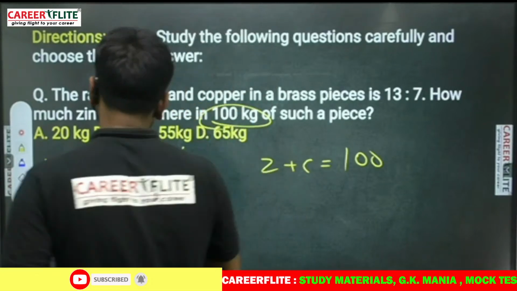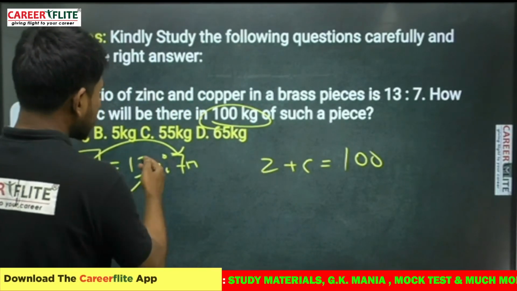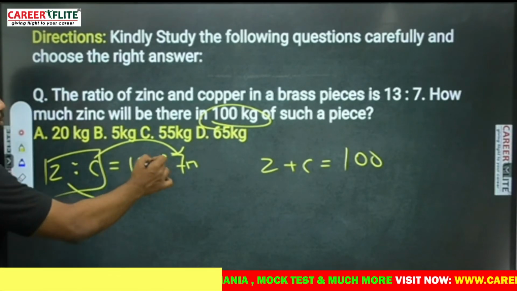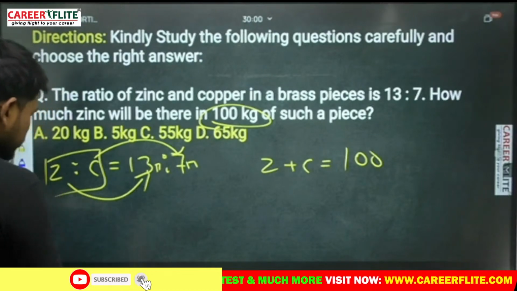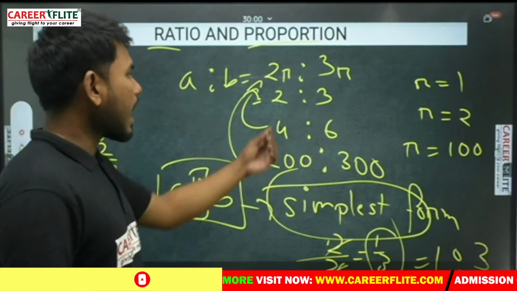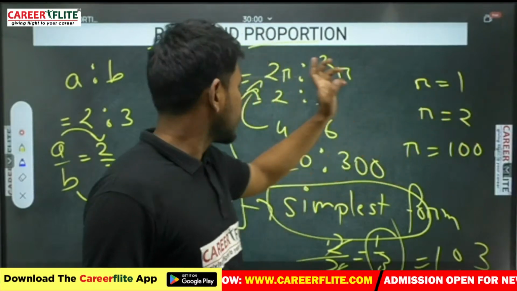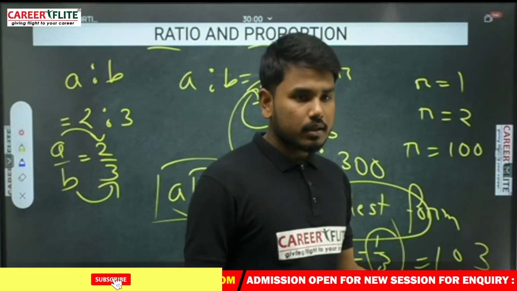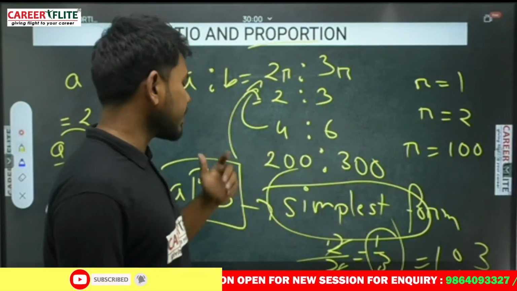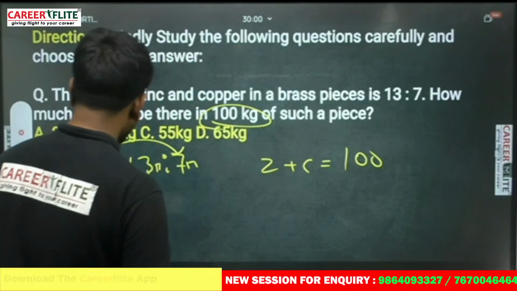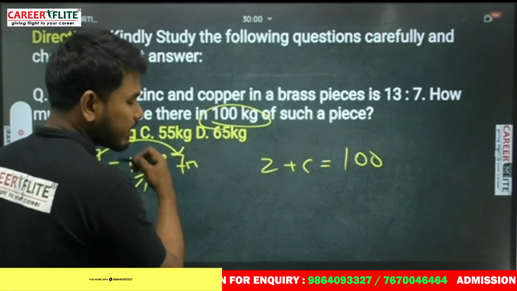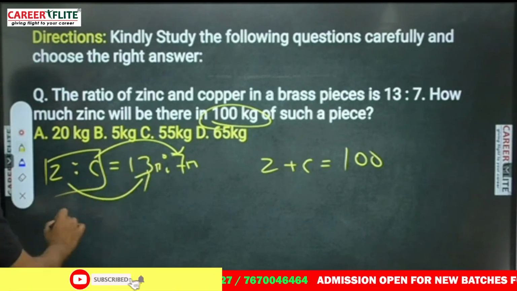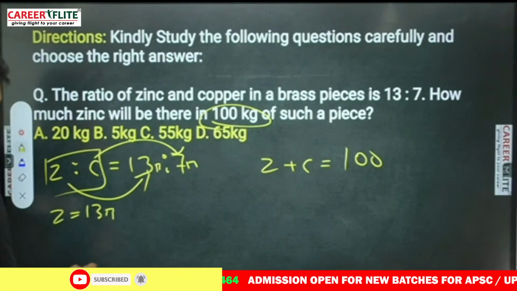See, if we have Z is to C is equal to 13 is to 7, we cannot take Z to be 13 and C to be 7 directly. We have to put some variable. Why? Because here, we put some variable R. If R is equal to 1, then A will be 2 and B will be 3. But if R is not 1, R can be anything. That's why we have taken this variable. We don't know what R is, so we will find the value of R. Then we can find the quantity of zinc and the quantity of copper. So in this, zinc will be how much? 13R, and copper will be how much?